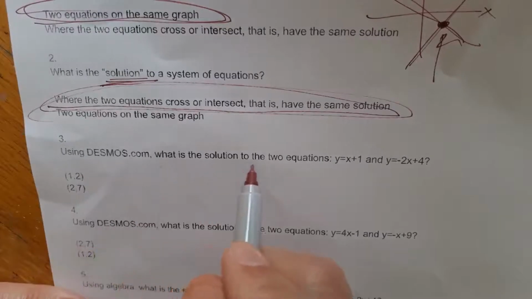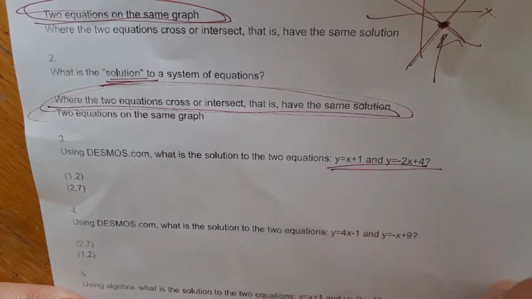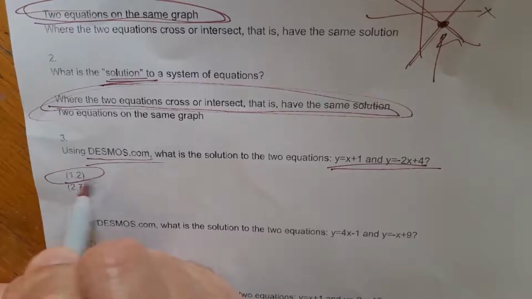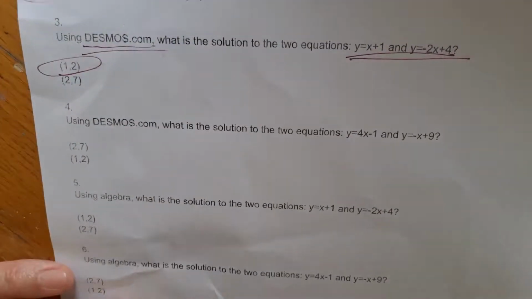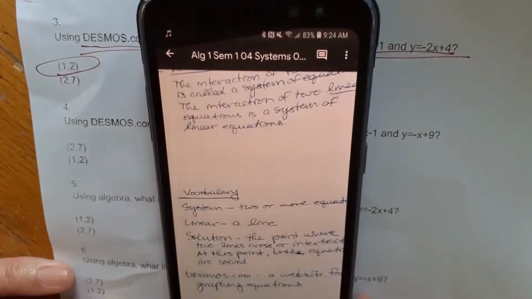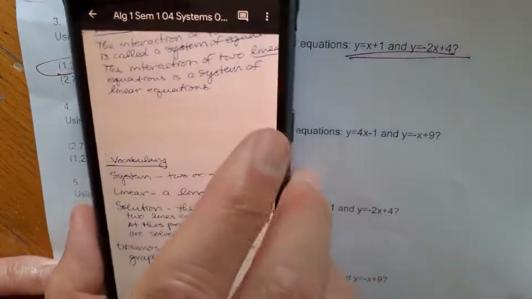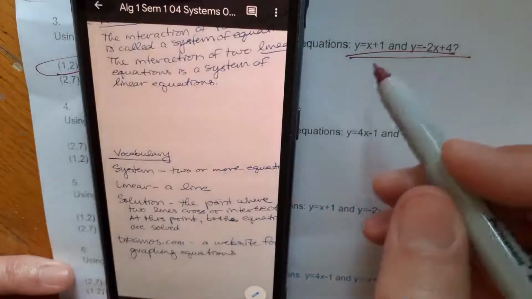Using DESMOS.com, what's the solution to the two equations? So now they give us two equations, they tell us to go to DESMOS, and we got to find and see if it's 1, 2. I already know it is because my correct answer shows up on top all the time. Can I still see? Let's try to see the 2. Here are the 2 we're going to graph.